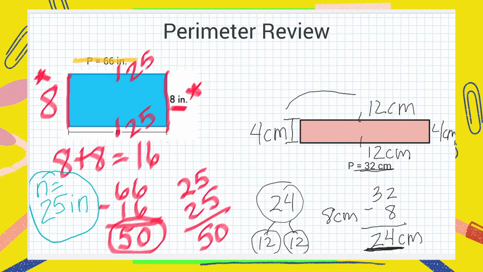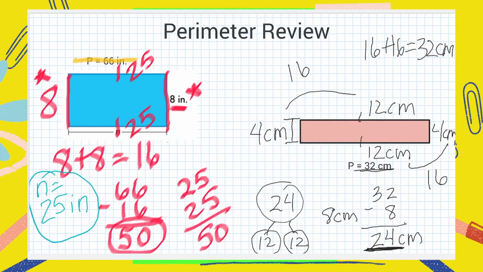12 plus 4 is 16. 12 plus 4 is also 16. 16 plus 16 equals 32 centimeters. Great job.